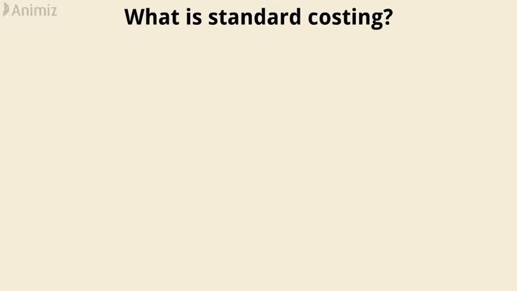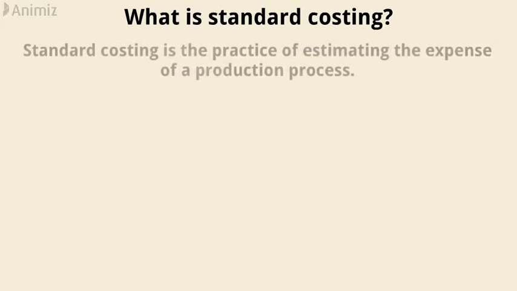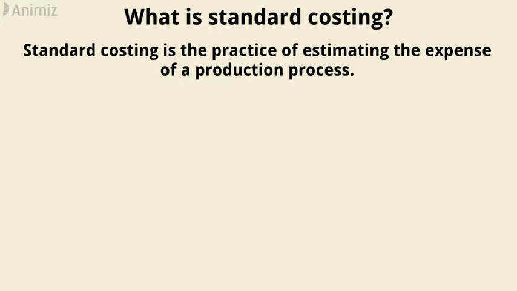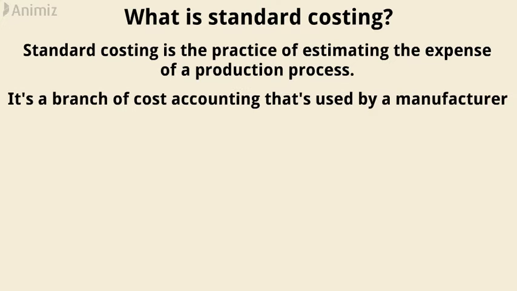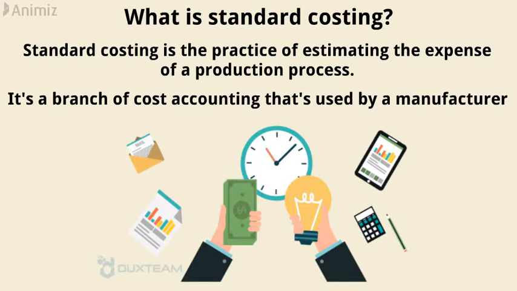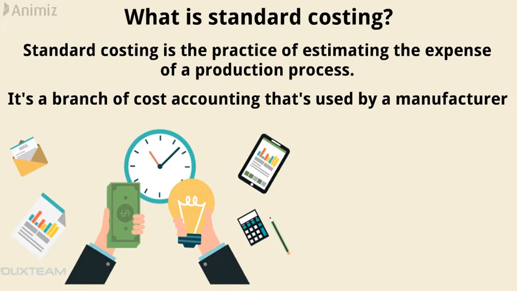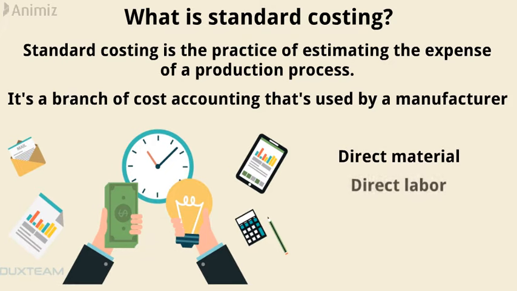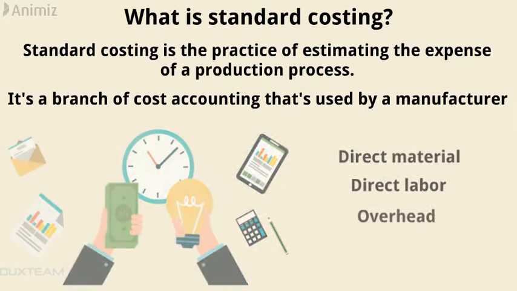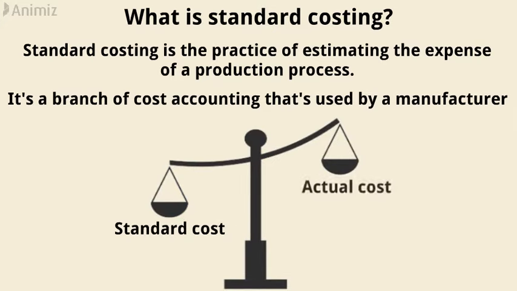So, what is standard costing? Standard costing is the practice of estimating the expense of a production process. It's a branch of cost accounting that's used by a manufacturer, for example, to plan their costs for the coming year on various expenses such as direct material, direct labor, or overhead. These manufacturers will also be able to compare the standard cost to the actual cost.